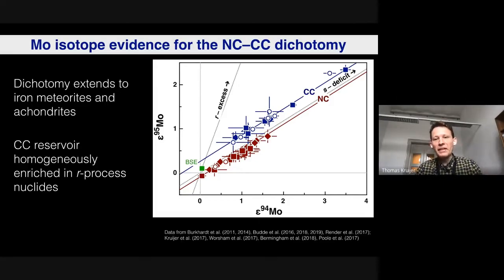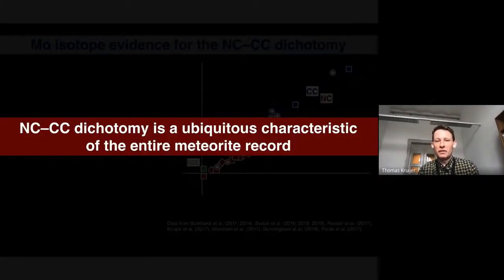So this corroborates that this dichotomy is a ubiquitous characteristic of the entire meteorite record. And it's not only seen for titanium and chromium and molybdenum, but it's now also seen for many different other isotope systems. So it's a very fundamental observation when we look at our meteorite record.